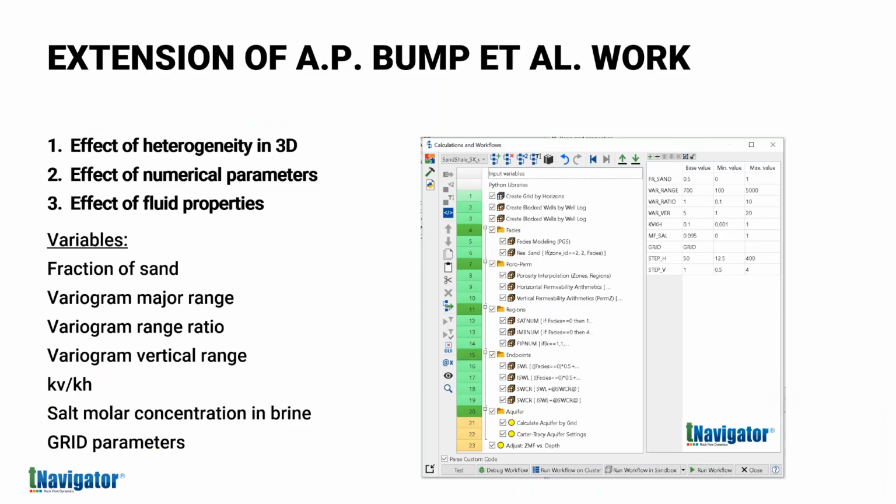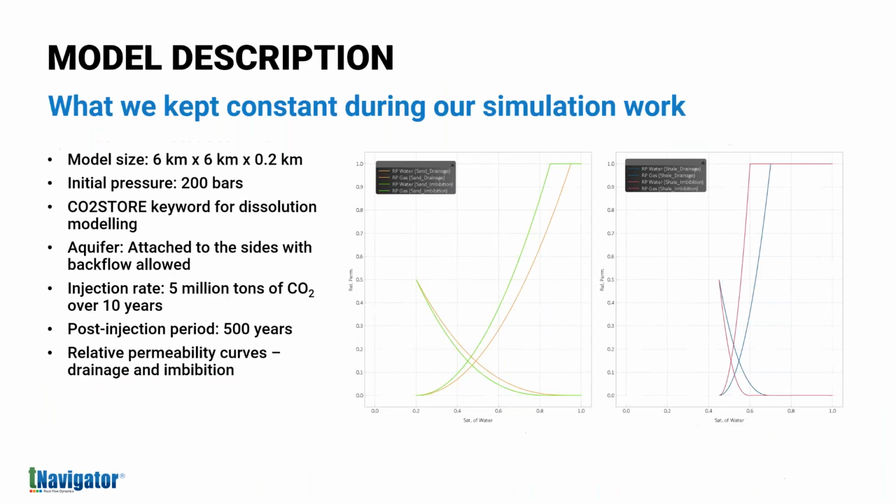So all the different steps of calculating the facies, pore-perm relationship, creating endpoints, adding the aquifer, and so on. For the model description, we kept a quite simple model for conceptual reasons. We have a model of 6 kilometers by 6 kilometers by 0.2 kilometers in the vertical direction. We start with an initial pressure of 200 bars. We're using the CO₂ store keyword for dissolution modeling.